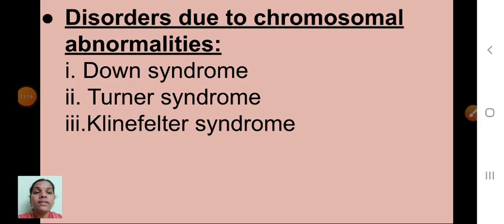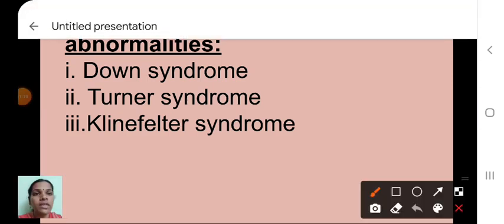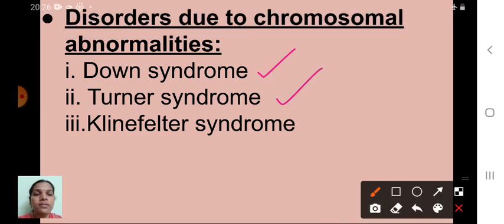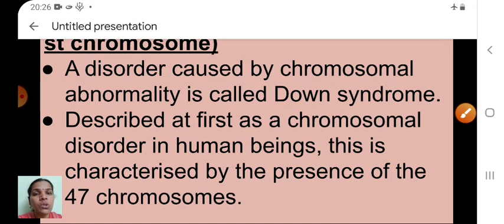See here, children, there are 3 disorders given in your textbook: Down syndrome, Turner syndrome and Klinefelter syndrome. Can you say once again? Down syndrome, Turner syndrome and Klinefelter syndrome. First, today I will teach you what is meant by Down syndrome, how it happens, how it occurs. The first one is Down syndrome.